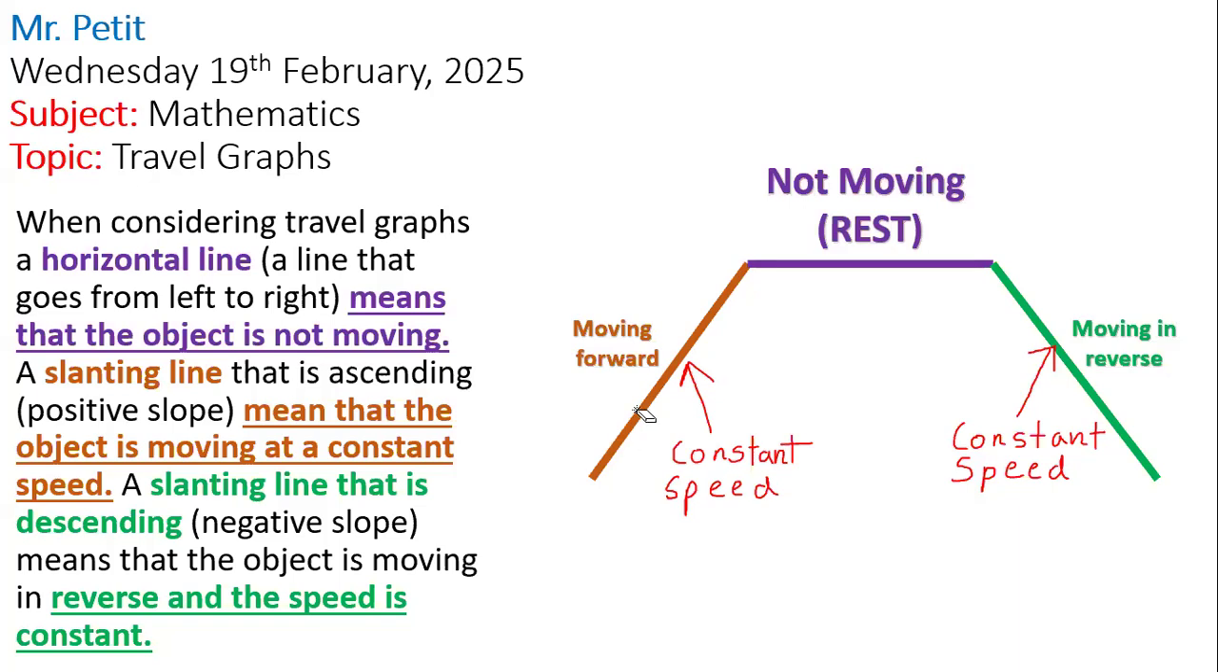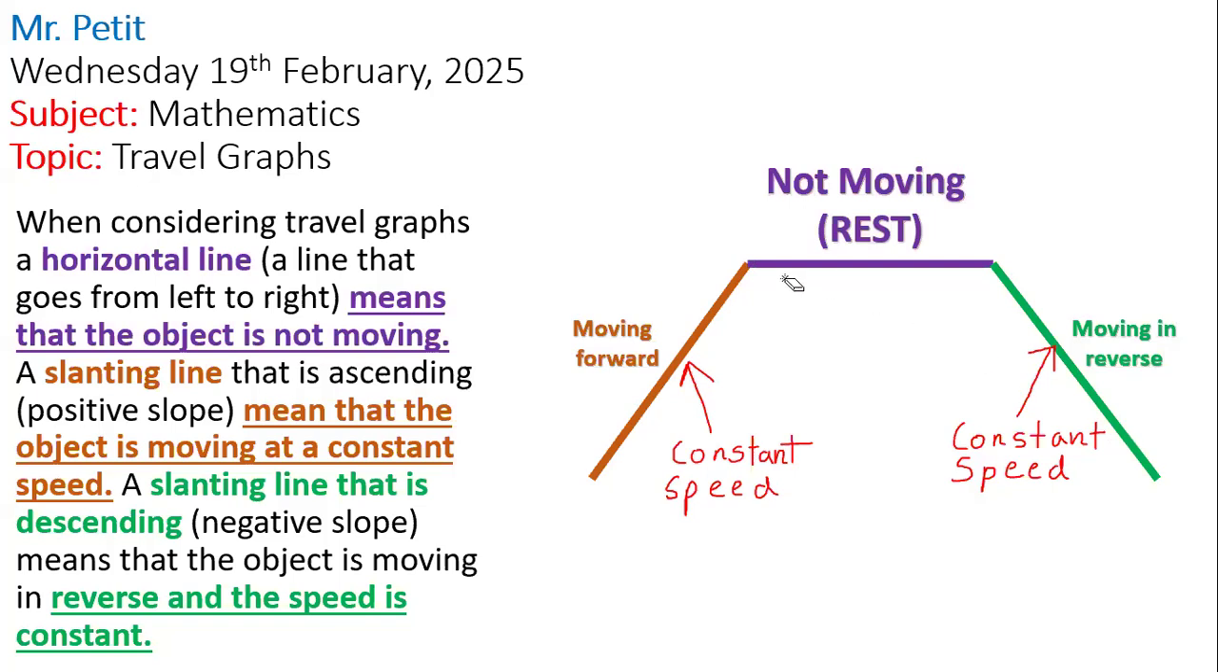Very good. If we have a horizontal line, what do we know about the object? The object is not moving. It's at rest. And the rest of you did not answer. Please answer for this last one. If we have a slanting line that's going downward, what does it mean about the object? Moving in reverse.